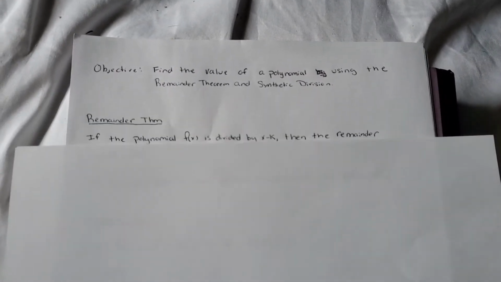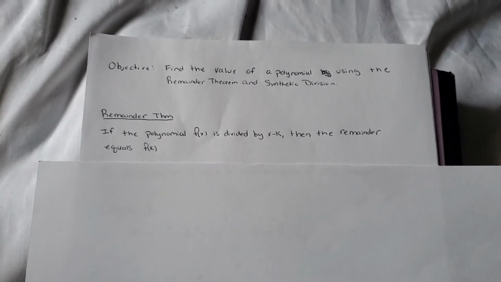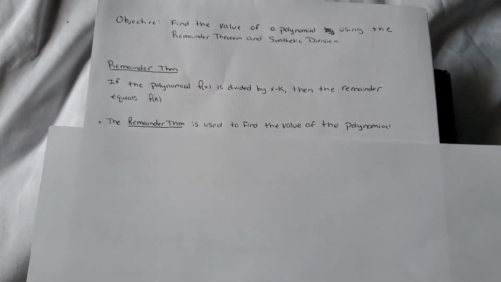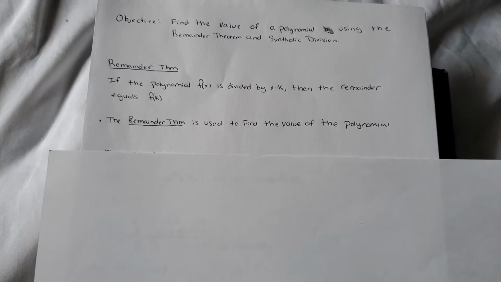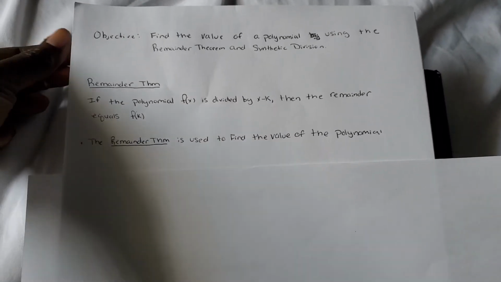The objective is to find the value of a polynomial using the remainder theorem and synthetic division. The remainder theorem: if the polynomial f of x is divided by x minus k, then the remainder equals f of k. The remainder theorem is used to find the value of the polynomial.